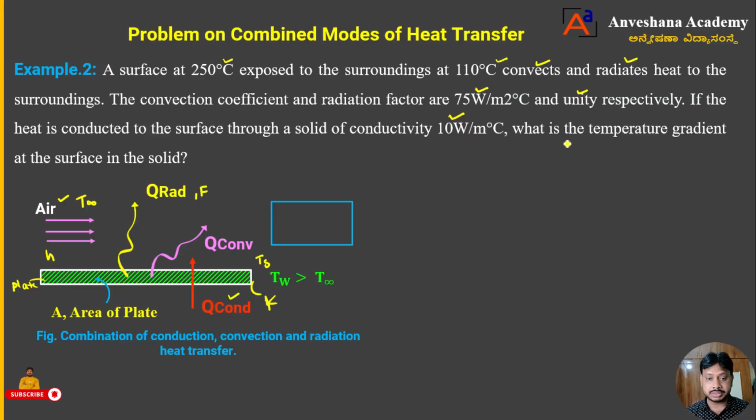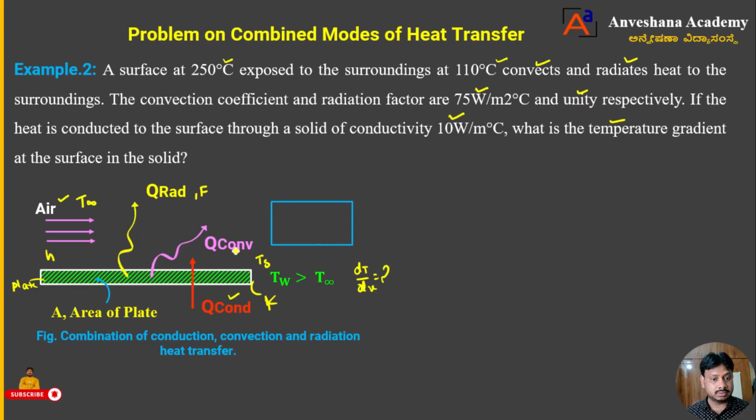Then what is being asked in this problem, dear students, is to calculate the temperature gradient. Temperature gradient is nothing but the change in temperature per thickness of the plate. That is, he is asking to find dT by dx, which is the temperature gradient.